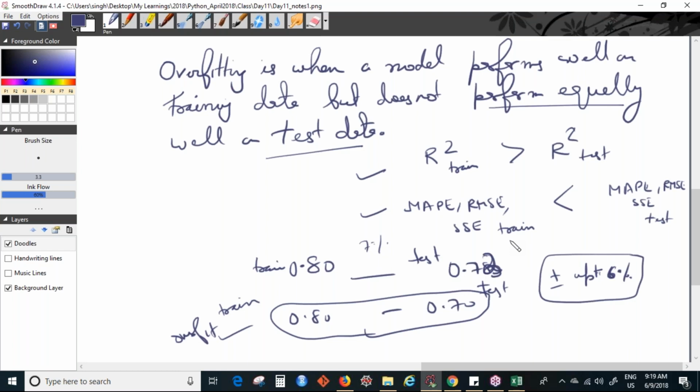But if the difference is more than 6%, if your training data accuracy is 6% more than the test data accuracy, that means that your model has probably overfit. Okay, 6% or more than 6%. So 80 and let's say 73, that means your model has overfit. So that is one of the reasons we split the data into two parts and check the accuracy of the model on both training data and the test data, to check for any overfitting.